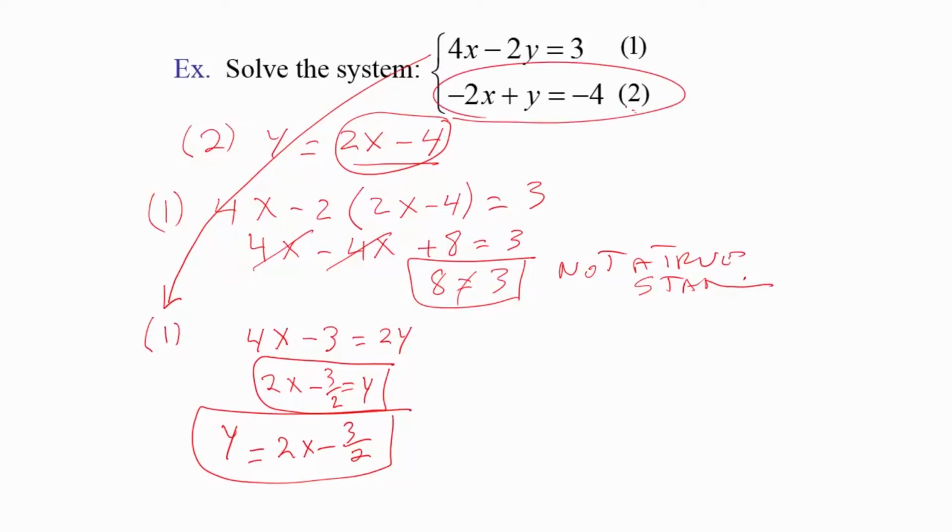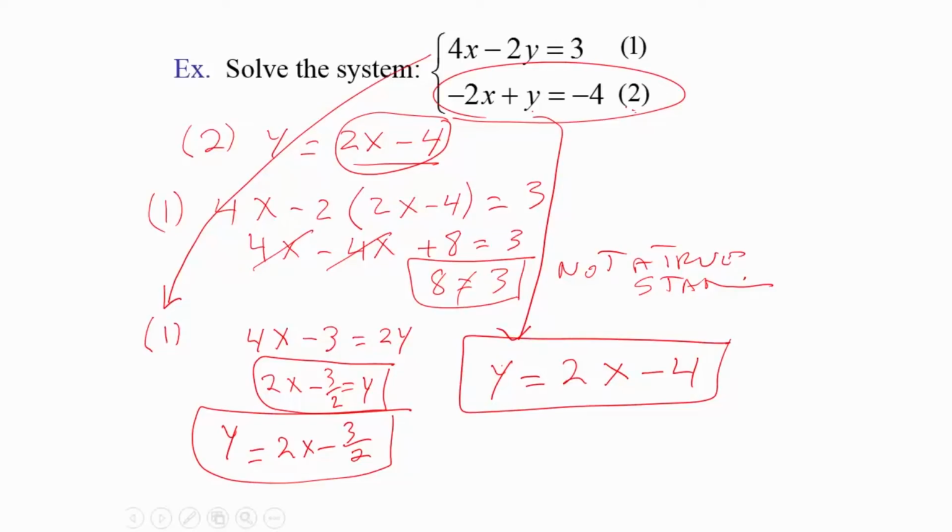Let's do number 2. Keep y on the left-hand side. Take everything to the other side. It would be 2x minus 4. This is equation number 2: y equals 2x minus 4. You can see clearly that the slope for both of these lines is 2. So same slope, different intercept. So the two lines are parallel to each other because the slopes are the same.